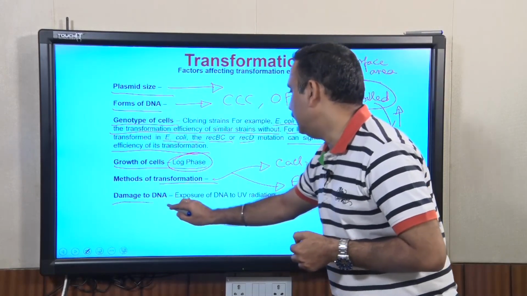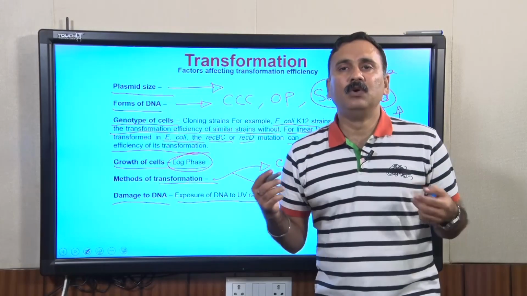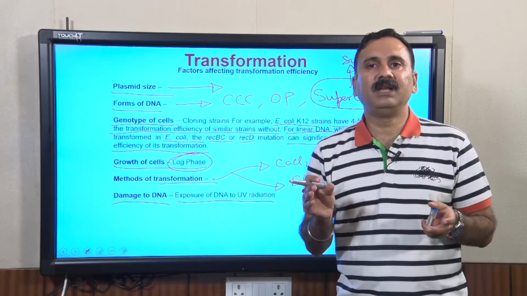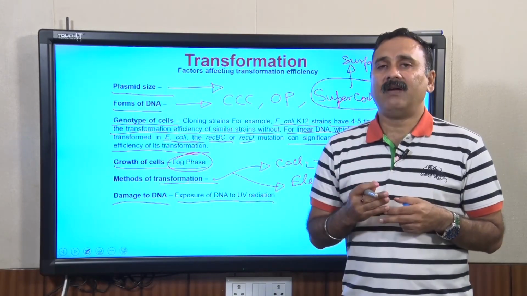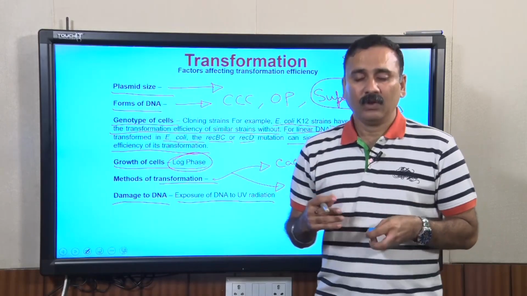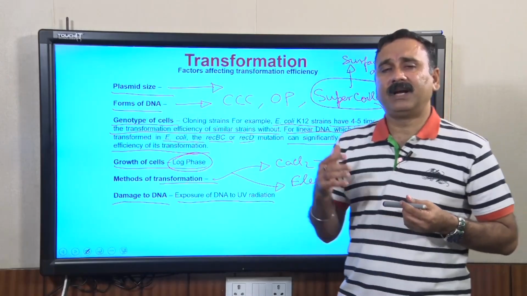Then the damage to DNA: if you expose the DNA to UV, it is going to generate different types of damage in the DNA, and this damaged DNA does not have very high transformation efficiency. So, with this we have discussed the transformation of DNA into bacteria.